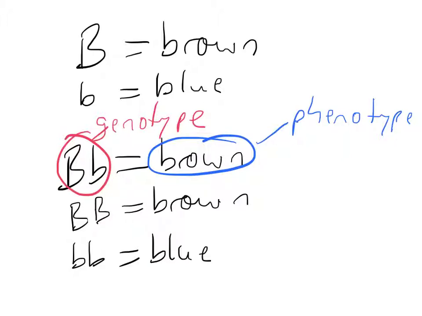Okay, I'll just use one of these other examples. In this case, we've got little b. So their genotype, the genes that they have, the alleles that they have, is little b. The phenotype is blue eyes.